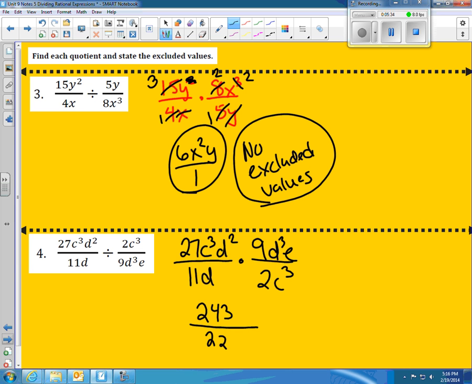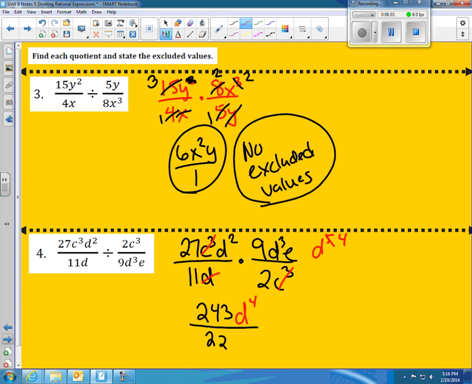Can I reduce that fraction? There's nothing that goes into 243 that also goes into 22. So actually my numbers stay as is. All right, I have a c to the third in the top and in the bottom, so those are going to cancel. I have a d squared and a d to the third. So secretly I'm thinking in my head, that's a d to the fifth. And I have a d in the bottom, so I'm going to change that to d to the fourth on top.